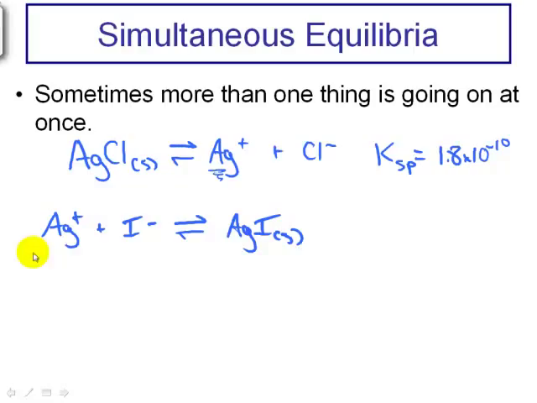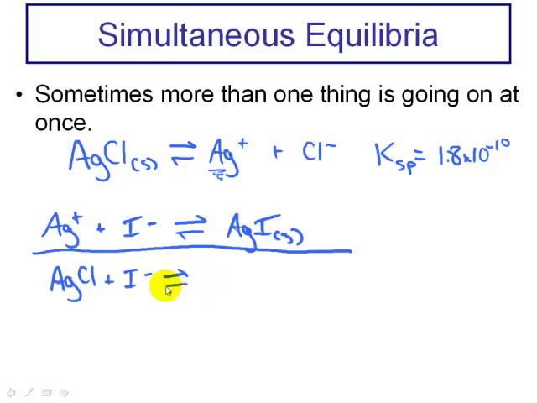If I look at the overall process, which is the sum of these two equilibria, what do you guys see the same on both sides? Ag plus is on both sides, so that would cancel out. And so you've got silver chloride, AgCl, reacts with I minus, and is in equilibrium with AgI and Cl minus, okay?